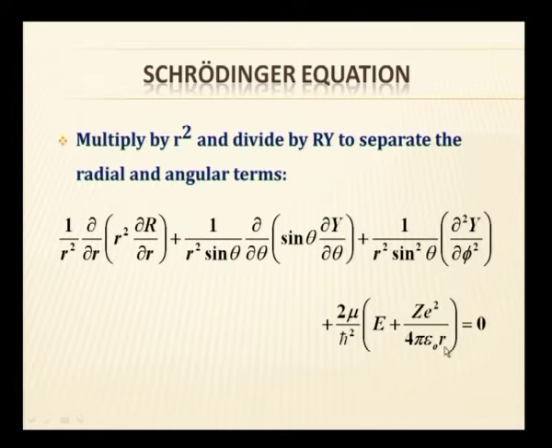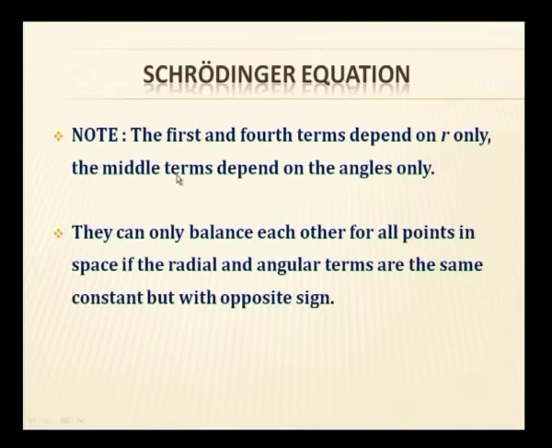This also depends upon r, whereas this depends only on theta and this depends only on phi. Okay? That is an important thing. This depends upon r, this also depends upon r. Therefore, I write the first and fourth terms depend on r only, the middle terms depend on the angles alone. They can balance each other for all points in space.